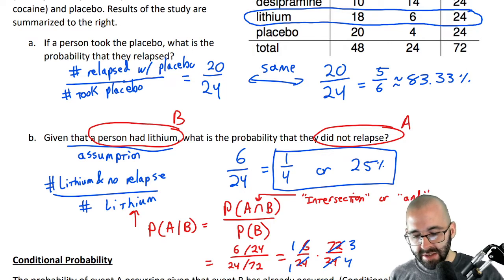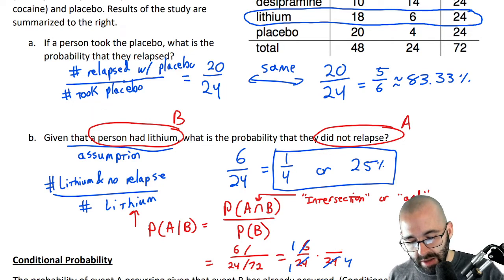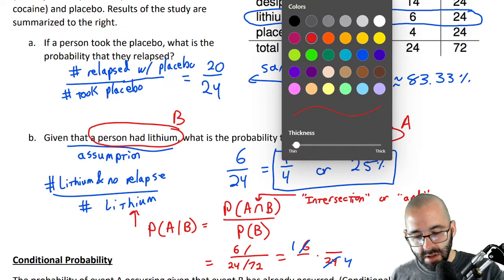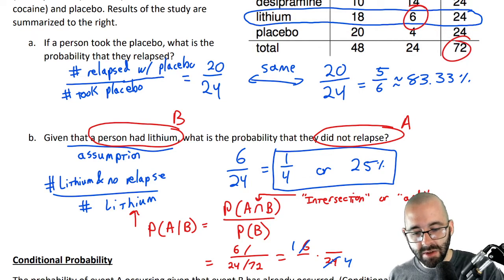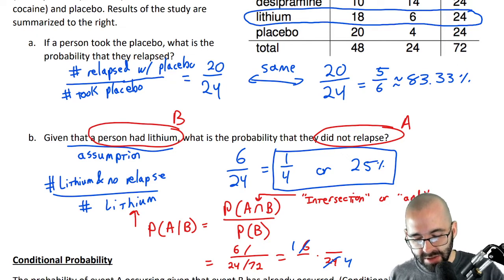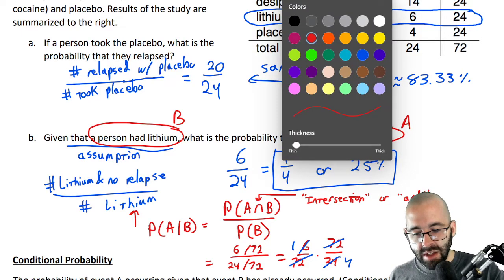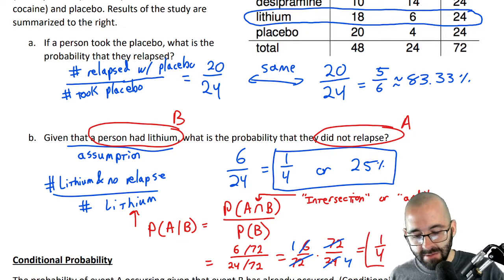So the probability of A and B divided by the probability of B. Oh, here's what happened: I was doing conditional probability on the top instead of total probability. In general, for total probability, the probability that in total they have lithium and didn't relapse is 6 divided by 72. I was wondering why it wasn't canceling like I expected it to. So it's 6 over 72 times 72 over 24 when you multiply by the reciprocal. And now those 72s cancel perfectly, and we get that answer of 1/4 as we were expecting.